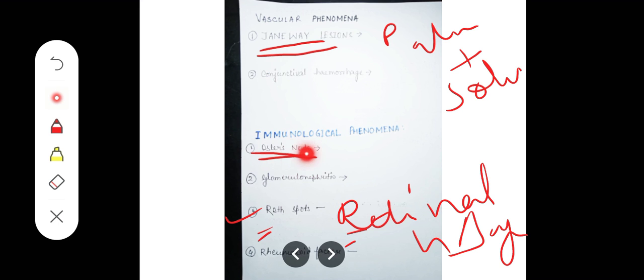And where do you find Osler's node? I told you, it is found in the tip of the finger and the tip of the toes. And lastly, the fourth criterion is rheumatoid factor. Even that is included in the immunological phenomena. So this is how you can diagnose a patient of infective endocarditis by using Duke's criteria.